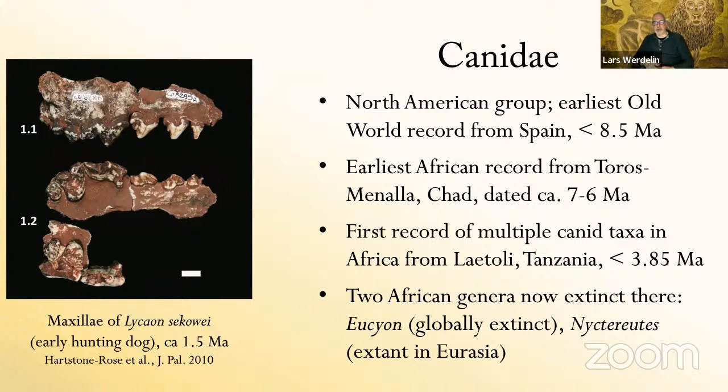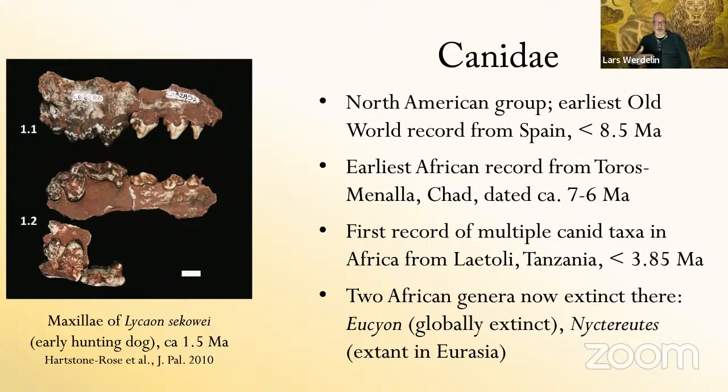But there are other canid records in Eurasia in the late Miocene, as well as in Africa, where a single species of Vulpes, foxes, is known from Toros-Menalla in Chad, which of course is the origin of Sahelanthropus as well. And Toros-Menalla is dated about 7 million.